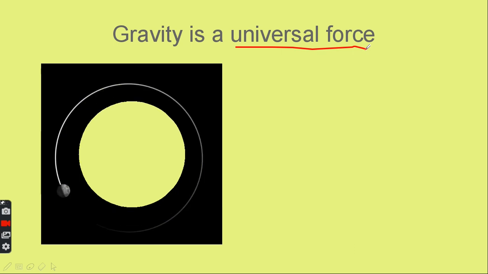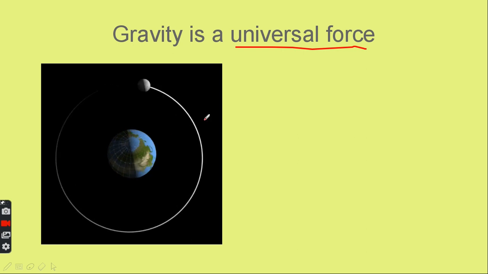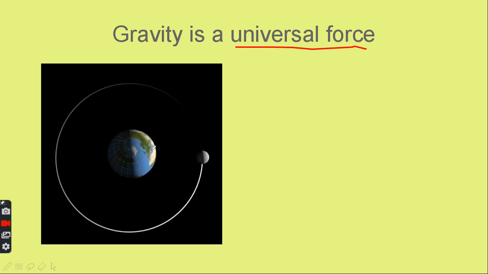It means that it happens also in the universe. Here I have the Earth planet and I have the Moon. Which one of them has a bigger mass? Which one of them is heavier? Yes, excellent. Of course, the Earth planet has a bigger mass.